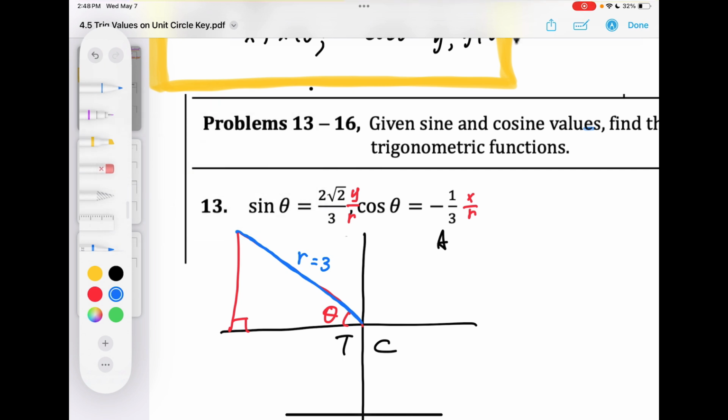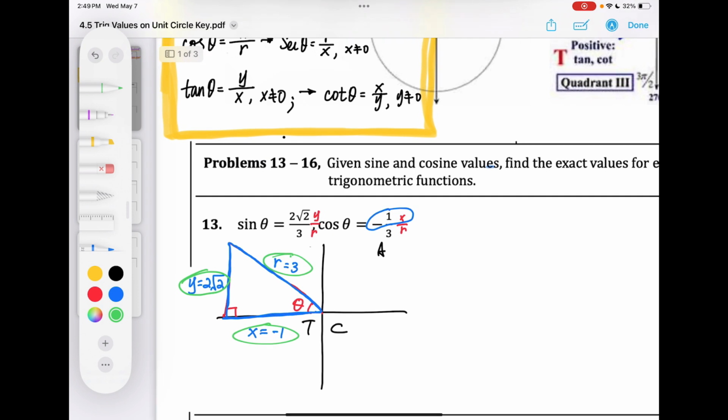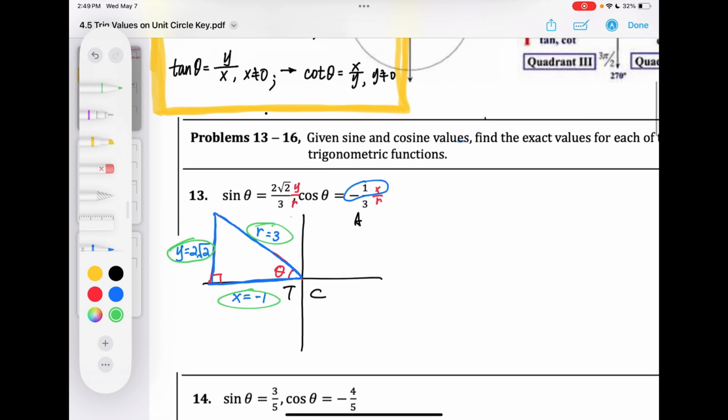Now, what else do you know about the information? You know that my Y, look at the picture, the Y is positive. So my Y is equal to 2 square root 2. Perfect. And what do we know about my X value? Seeing is believing. My X value is equal to -1 by using the information given. So what you see is what you get. I know my X, Y, R. Step 2 done. Now happily move on to step 3.